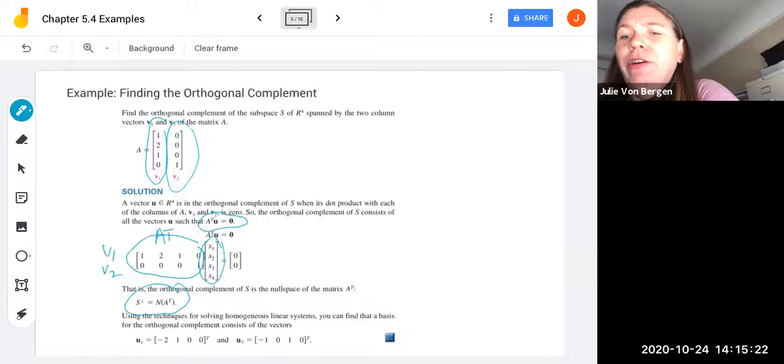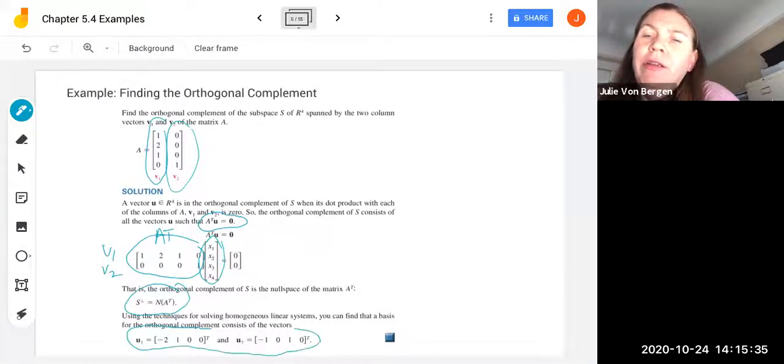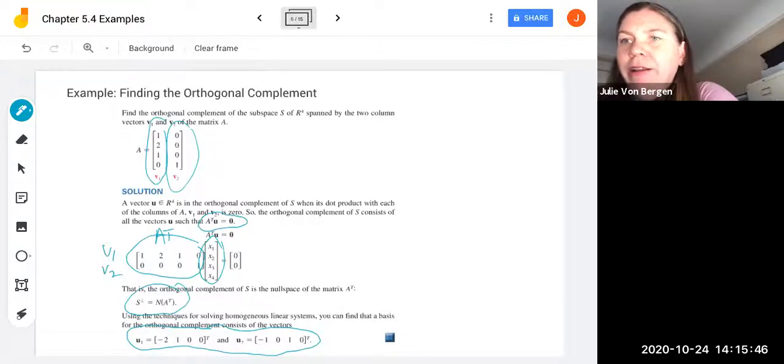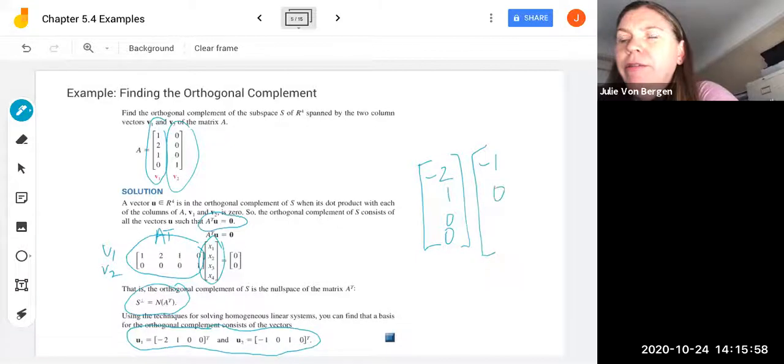Using the techniques for solving homogeneous linear equations that we saw earlier in chapter 5, you can find that a basis for the orthogonal complement is going to consist of these vectors. u1 is (-2, 1, 0, 0) transpose, and then u2 is going to be (-1, 0, 1, 0) transpose. We could have written them as column vectors like this, we just had a little more space here. So you can see (-2, 1, 0, 0) and (-1, 0, 1, 0).